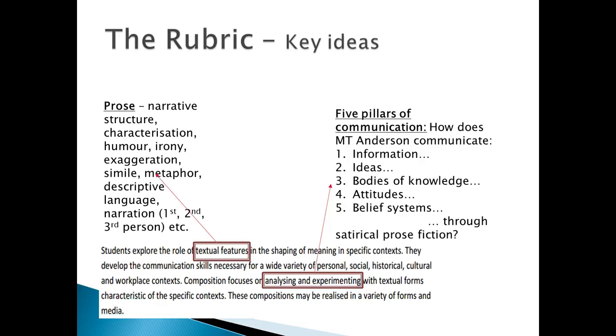When you're composing, you need to focus on analysing those 5 pillars of communication that I mentioned before. So how does M.T. Anderson communicate information through satirical prose fiction? How does he communicate ideas through his satirical prose fiction? How does he communicate bodies of knowledge, attitudes and belief systems through satirical prose fiction?